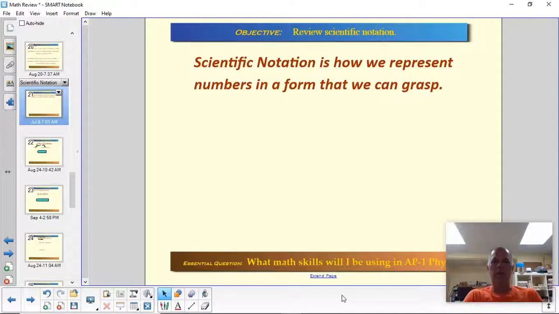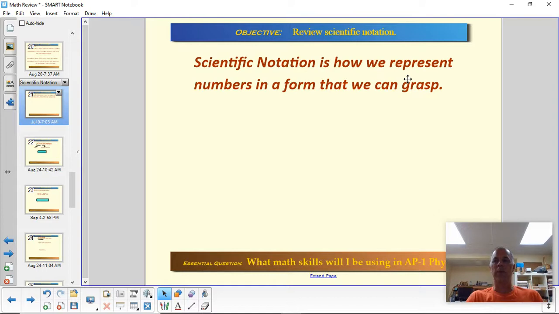Hello everyone. We're going to start with part 2 of our math review for AP1 Physics. And today we're going to talk about scientific notation and also a little bit about significant figures, but scientific notation first. Now you may have learned this part already in math, but we do it slightly differently in physics, so pay attention to this one.